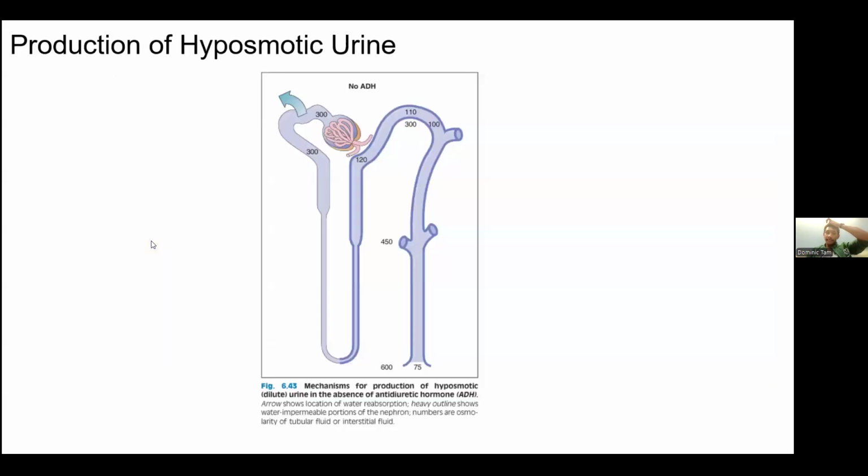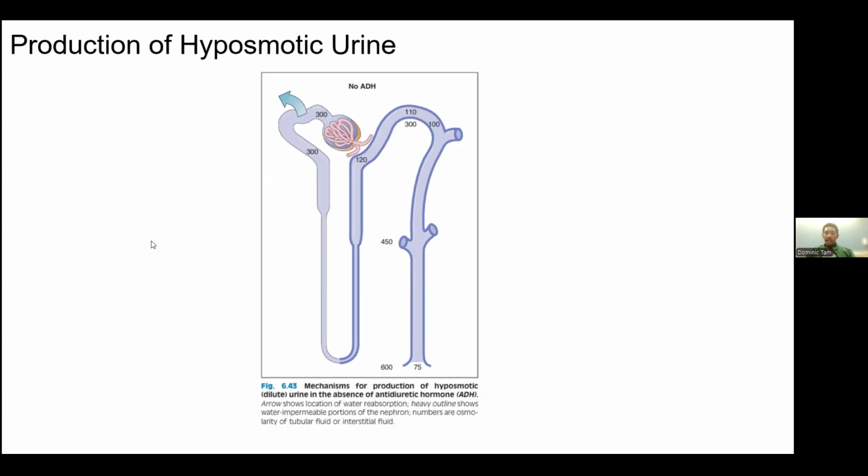So on the flip side, how do we produce hypoosmotic or dilute urine? By definition, dilute or hypoosmotic urine is urine that has a lower osmolarity than blood osmolarity. It is produced when there are low circulating levels of ADH, for example, in patients who are drinking a lot of water or patients who have diabetes insipidus, central or nephrogenic. Let's talk about the mechanisms for the production of hypoosmotic urine.